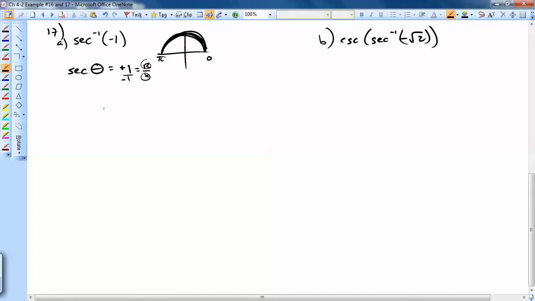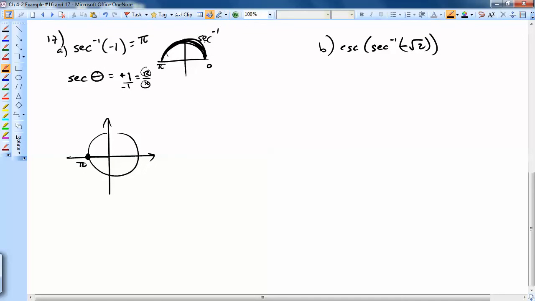So if we graph this out, the only time that happens on the unit circle, when I get the r being 1 and the x being -1, is right here on the x-axis at pi radians. So this answer has to be pi. It can't be -pi, it can't be 3 pi, because that's not in the secant inverse range. It's got to be between 0 and pi inclusive. Actually, it turns out it can't be this one, but we'll get to that later.